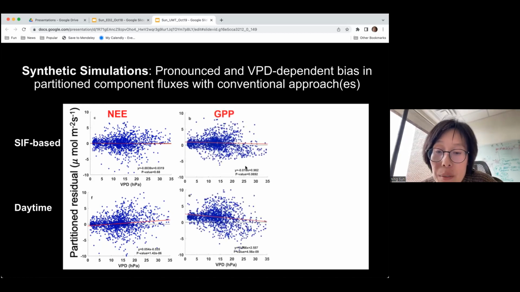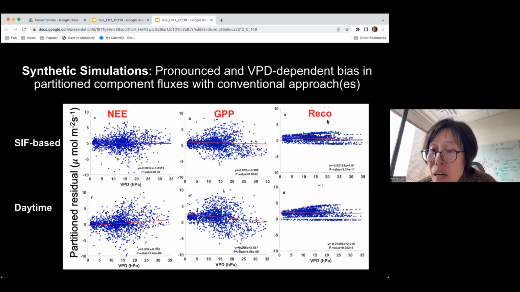When we look at GPP, more problems emerge. For the conventional approach, there is a clear dependence of the partition residual on VPD. In our case, such a dependence is insignificant. Basically, that means we don't have much of a bias.